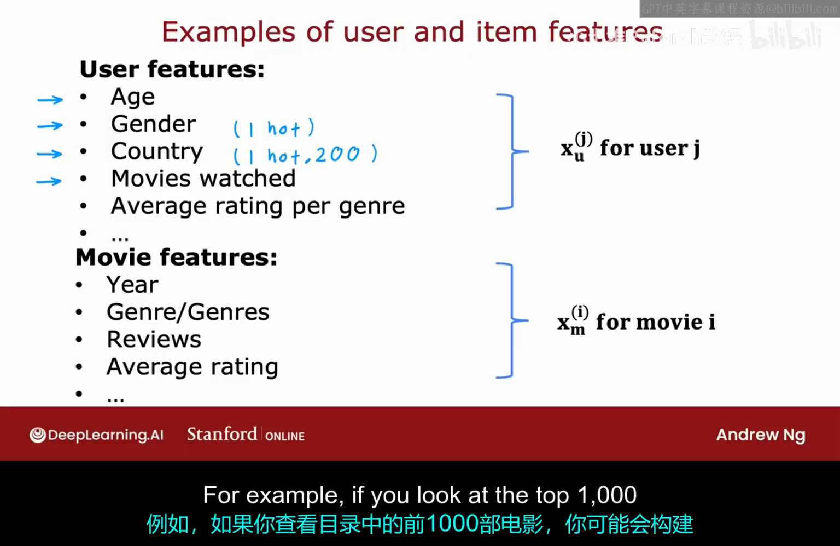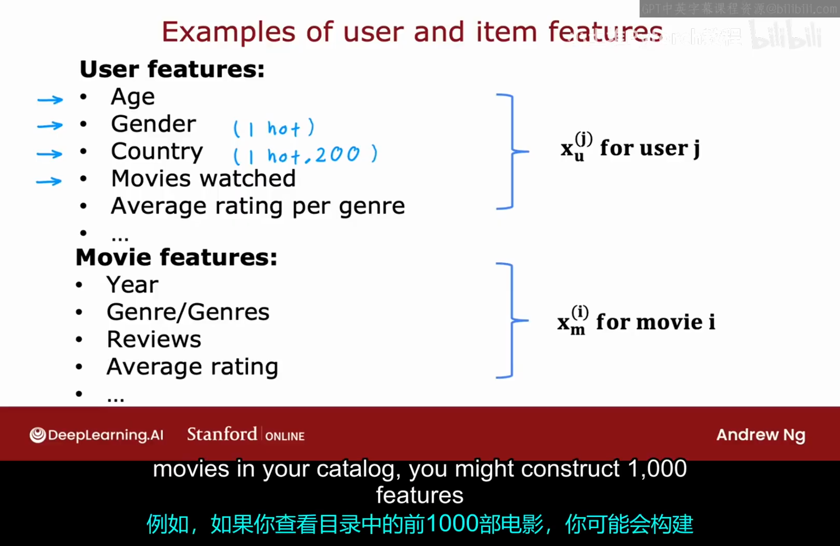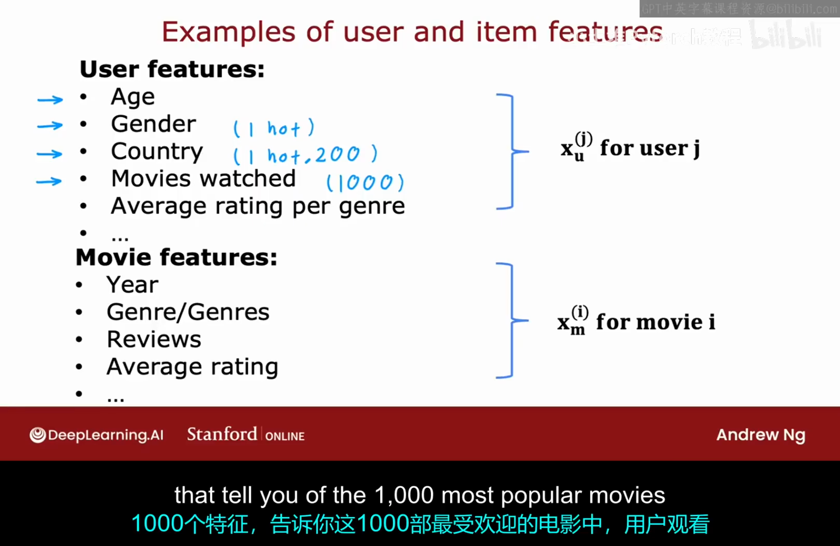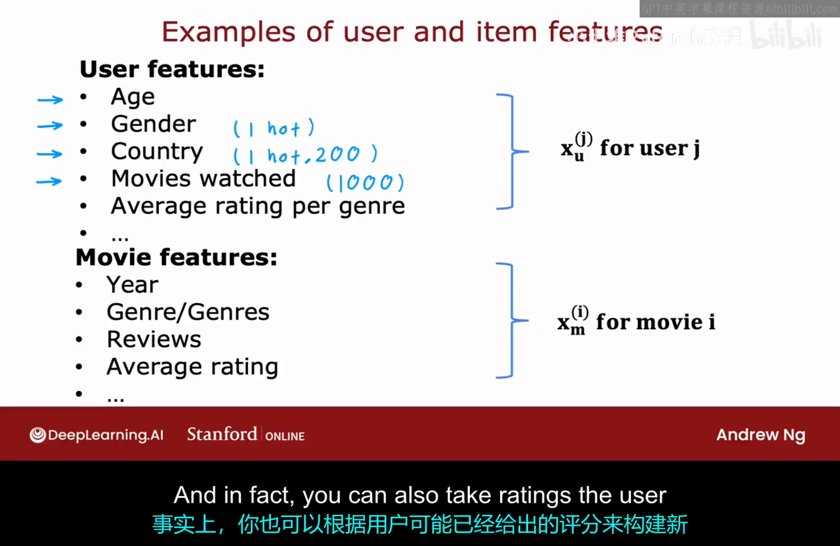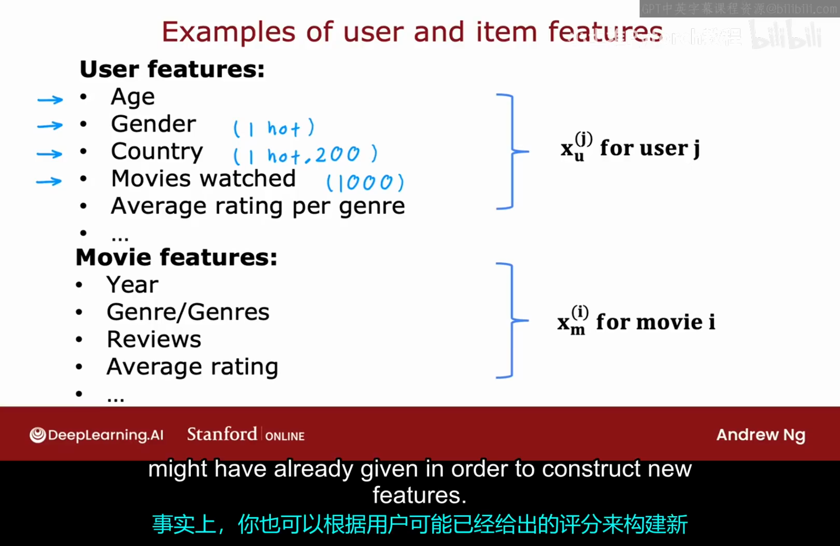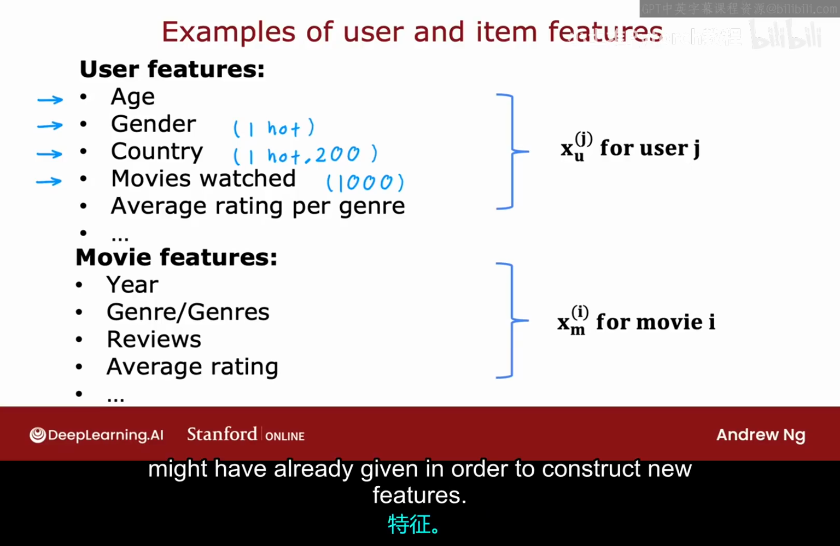You can also look at past behaviors of the user to construct this feature vector. For example, if you look at the top 1,000 movies in your catalog, you might construct 1,000 features that tell you of the 1,000 most popular movies in the world, which of these has the user watched. And in fact, you can also take ratings the user might have already given in order to construct new features.